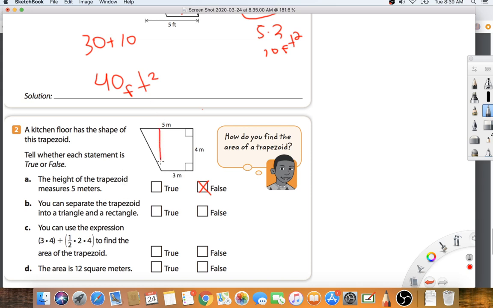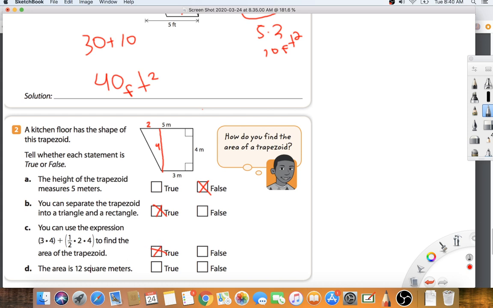Number B, you can separate the trapezoid into a triangle and a rectangle. Let's see, can I separate it into a triangle and a rectangle? Yep, that works, so that would be true. C, you can use the expression 3 times 4 for the base, plus 1/2, that's the area of a triangle, times 2 times 4. Why is this 2, mister? 2 plus 3 gives me 5 in total. The whole thing is 5. So C would also be true.